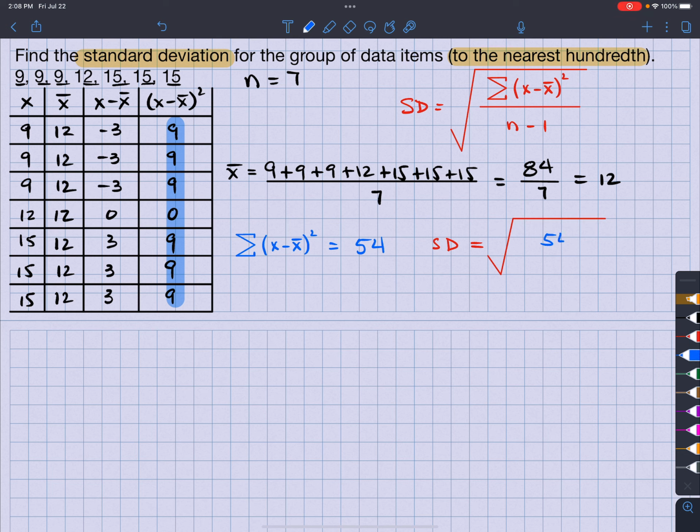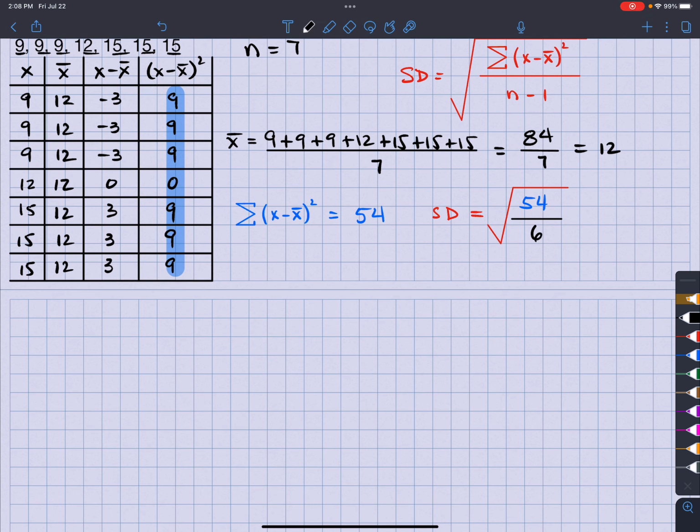the 54 divided by n minus 1, so that's going to be 6. And that is going to equal, let's see. So we got to take the 54 divided by 6 and then take the square root of it. So we're going to get a standard deviation of 3. Well, there's nothing to round, and that's going to be choice C. And there we go.